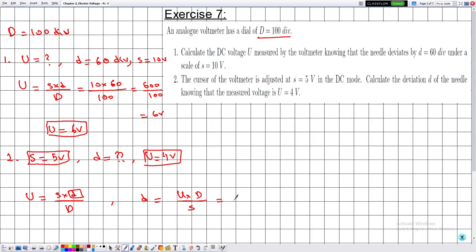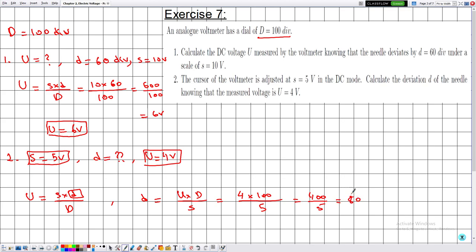Now the value of U is given by 4. The value of capital D didn't change, it's given by 100. And the value of the scale in this case is given by 5. So it's given by 400 divided by 5. Now plugging this into the calculator, the value of small d is given by, I think, 80.